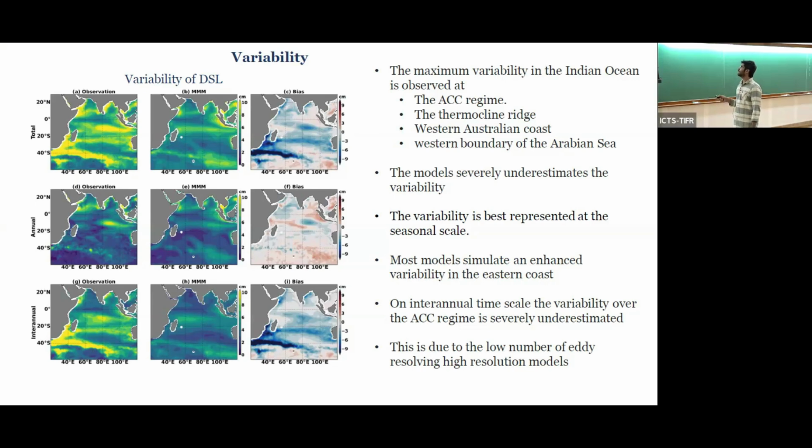So the main thing is the multimodel mean fails to capture the variability in a lot of places. This is mostly evident in the ACC region, the Antarctic Circumpolar region, and near the Agulhas current, because this is a very eddy-rich region, and our ensemble only has around 4 high-resolution models. So it cannot really pick up the dynamics of the eddies, and hence this bias in the variability is very pronounced in the Agulhas region. And the bias is lowest in the annual variability, but when we look at the interannual variability, it's the same case as the total variability.